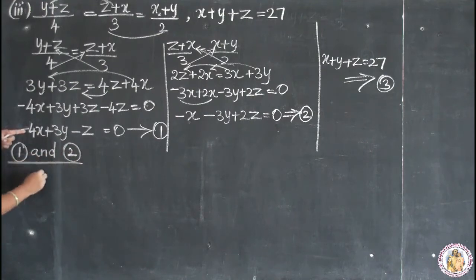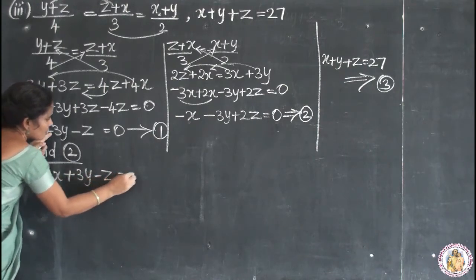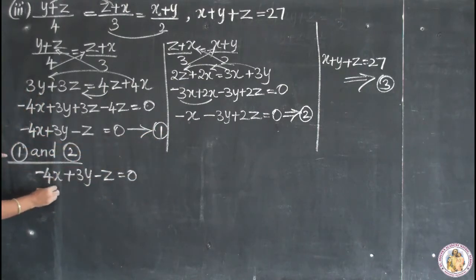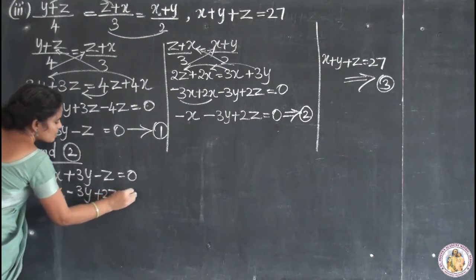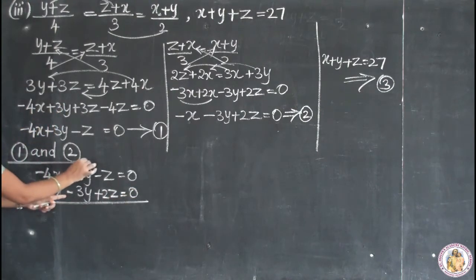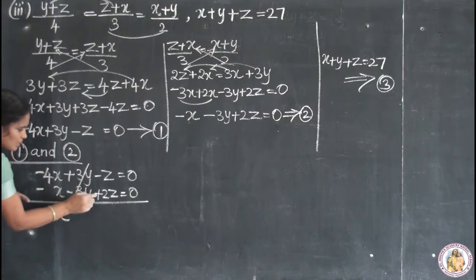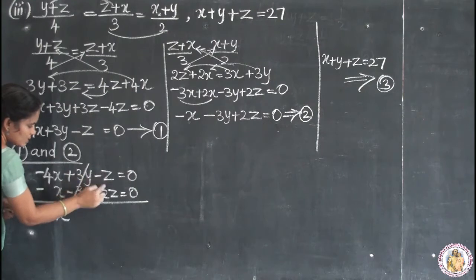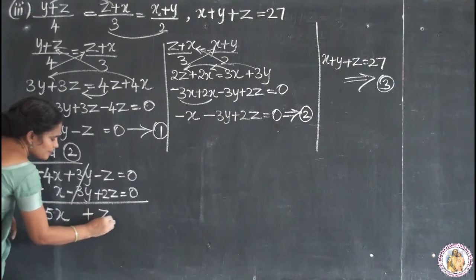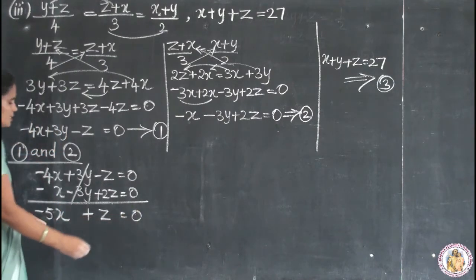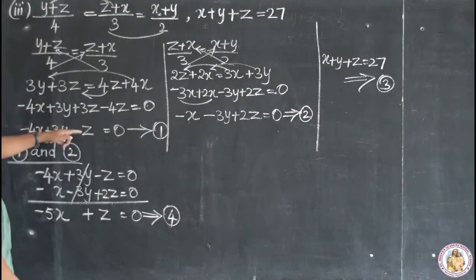Okay. Minus 4x plus 3y minus z is equal to 0. And second equation, minus x minus 3y plus 2z is equal to 0. Plus minus cancel, same sign, and minus 5x, different sign, subtract 1z plus 2z. Here we have minus, so plus z is equal to 0. Taking this as fourth equation.